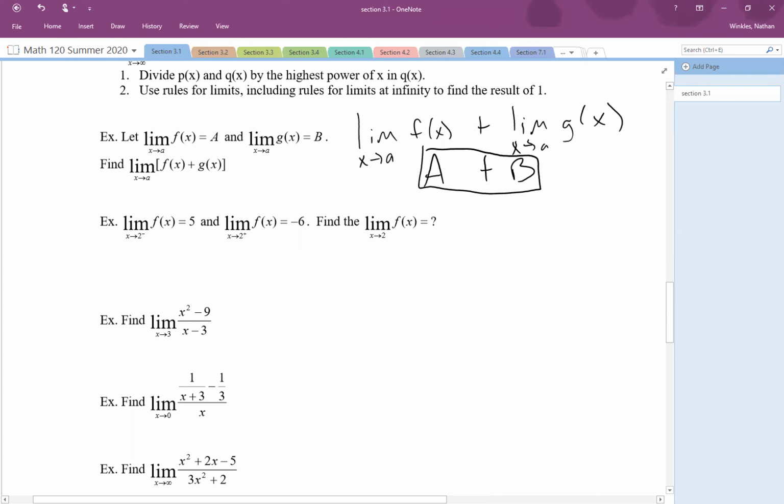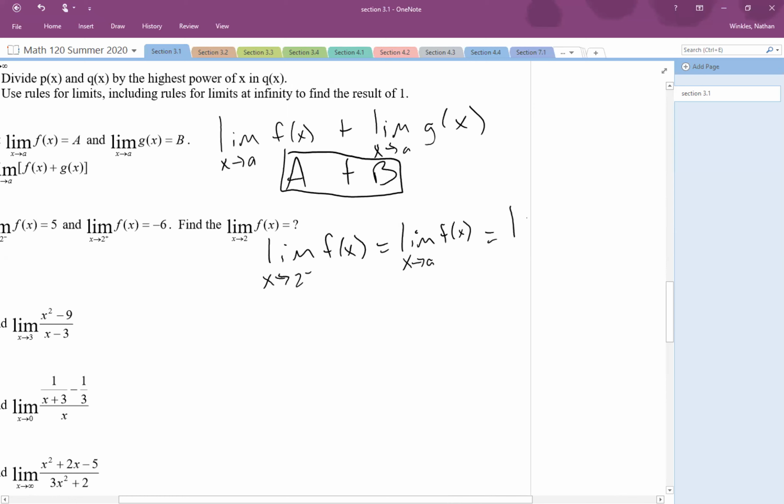So on this next example here, the limit as x approaches 2 from the left of f of x is equal to 5, and the limit as x approaches 2 from the right of f of x is equal to -6. Well, one way to think about this is write it like this. The limit as x approaches 2 from the left of f of x must equal our entire limit as x approaches a of f of x, which must equal the limit as x approaches a from the right of f of x.